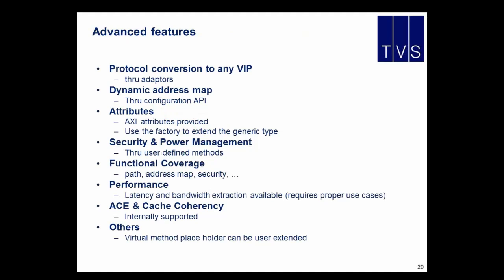About the advanced features, if we talk about protocol conversions, it's handled internally by the way we interact with the adapters. The dynamic address map is supported using an API to reconfigure the address map. For the attributes, we provide support for the AXI attributes. Now, if you want to deal with your own attributes, you can always use the UVM factory to replace a class by another one.